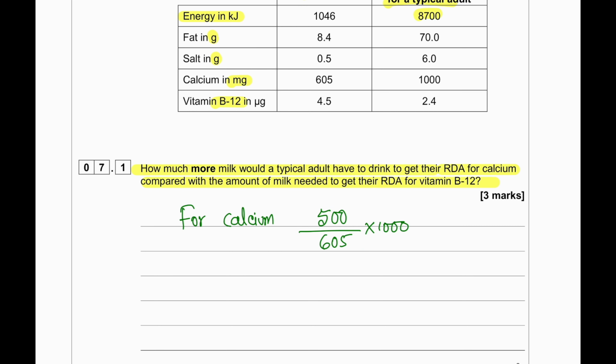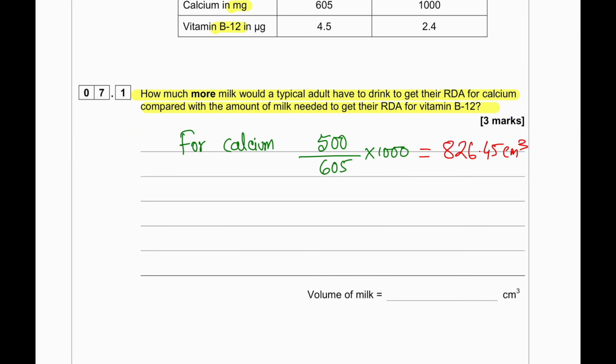And then after multiplying with 10,000, we will get how much milk we will need to get 1,000 milligrams of calcium. So the answer comes to 826.45 cm cube. The answers are corrected to many decimal places because this is not the final answer.